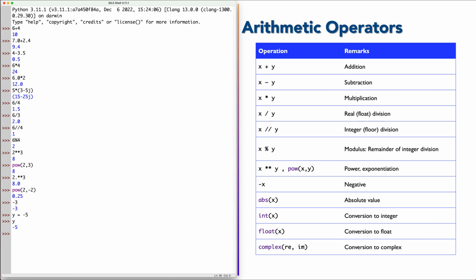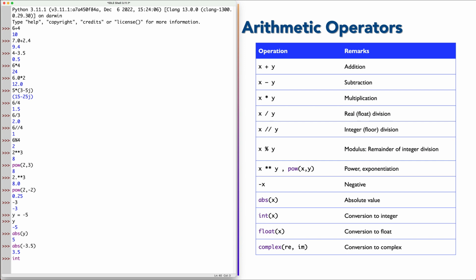Now, the absolute value function returns the absolute value of a negative or any quantity. For example, the absolute value of y is 5. The value could be integer, could be a float. For example, absolute of minus 3.5.